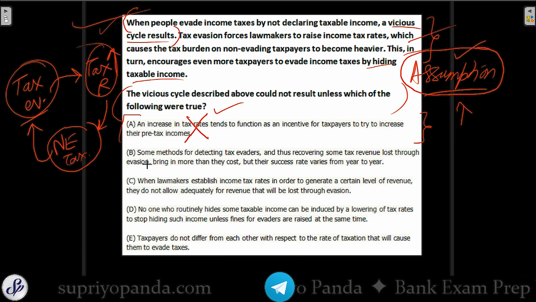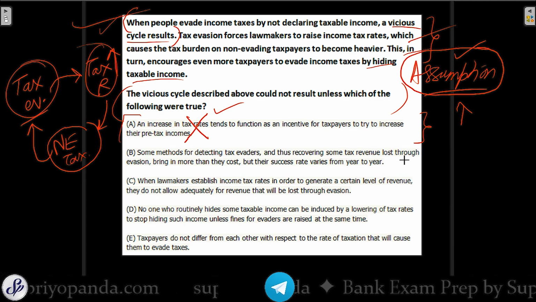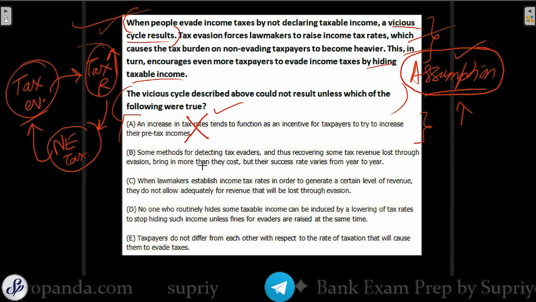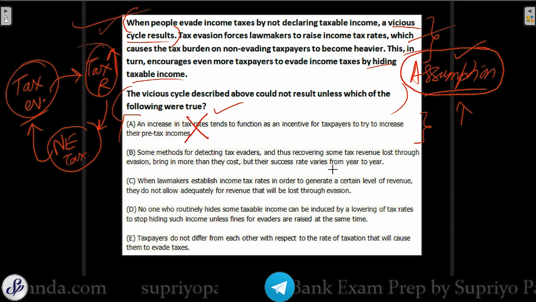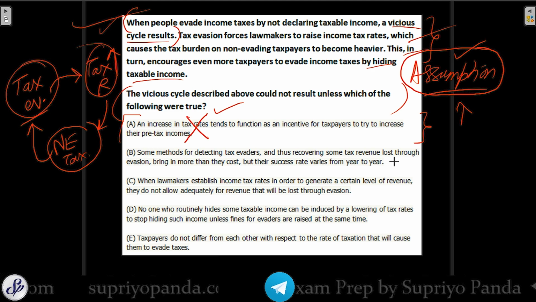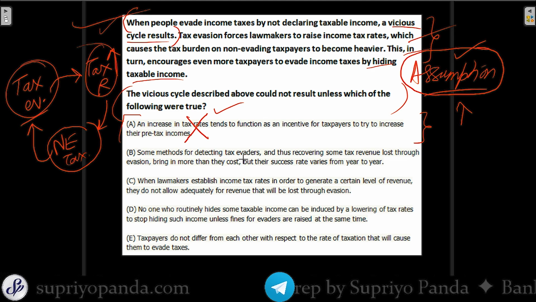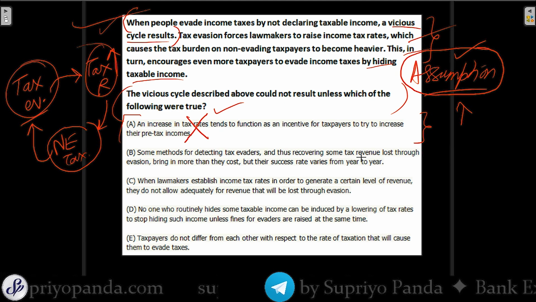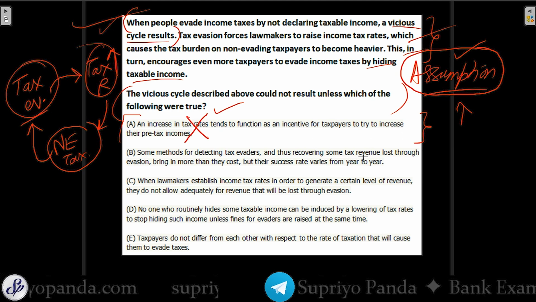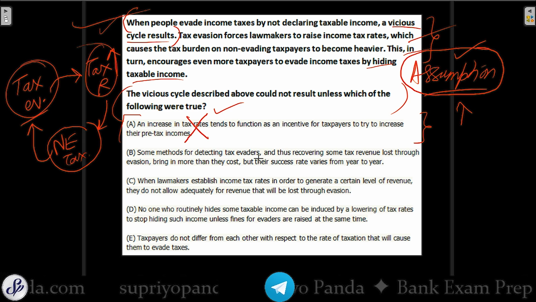So what is B saying? Some methods for detecting tax evaders and thus recovering some tax revenue lost through evasion bring in more than they cost, but their success rate varies from year to year. This is quite interesting. Some methods for detecting the tax evaders actually bring in more tax revenue. Think about what happens if this is actually true.